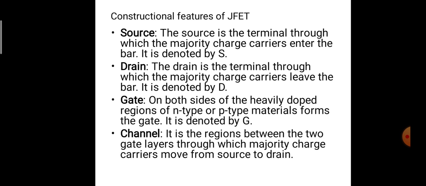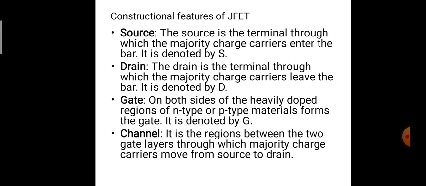Source. The source is the terminal through which the majority charge carriers enter the bar. It is denoted by S. Drain. The drain is the terminal through which the majority charge carriers leave the bar. It is denoted by D.